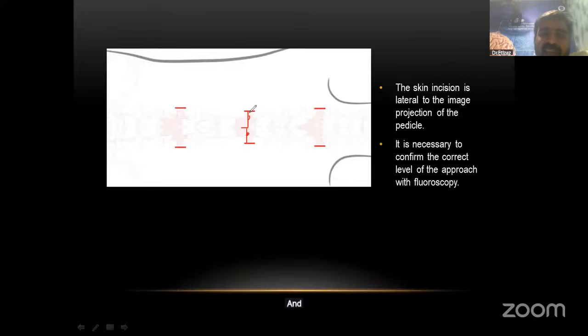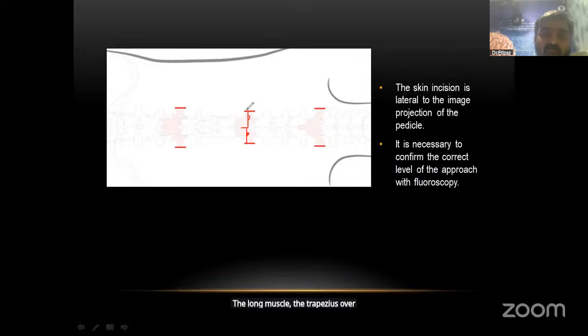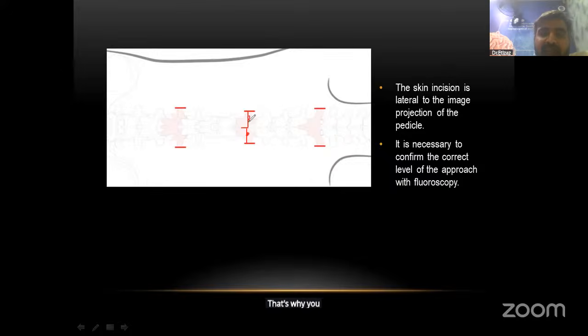And that bulge starts at the junction of the costotransverse area. That's the area where the ribs start. And the musculature is there, the long muscle, the trapezius, and the huge muscles of the latissimus dorsi. That's why you feel a bulge over here, in this area.